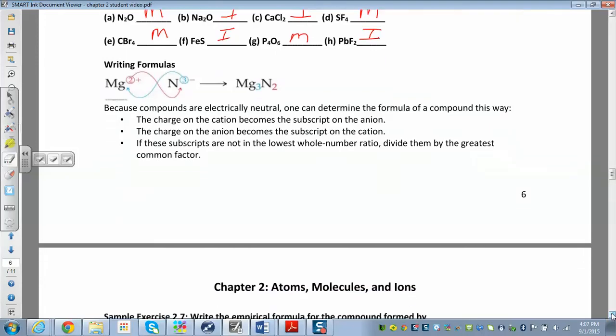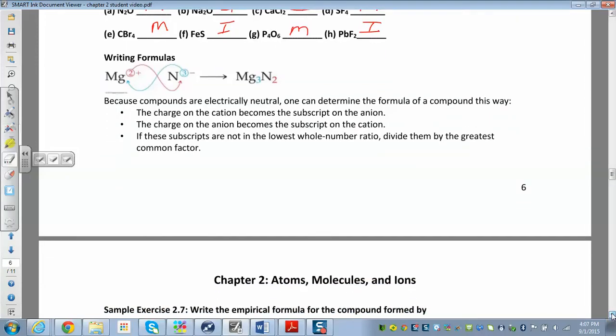How do we write these formulas? So we can do this crisscross rule. You write each element, now we'll turn them into ions. So you write each ion down, write their charges, and then you crisscross. So you take magnesium. Magnesium has a +2 charge, and nitrogen has a -3 charge.